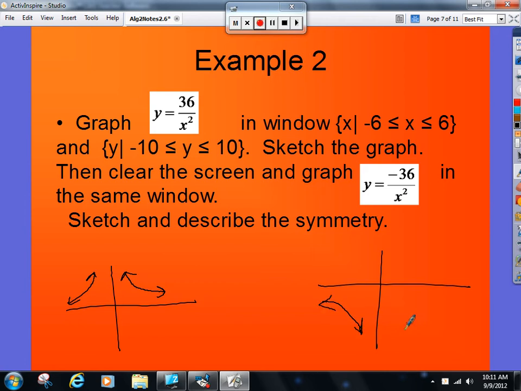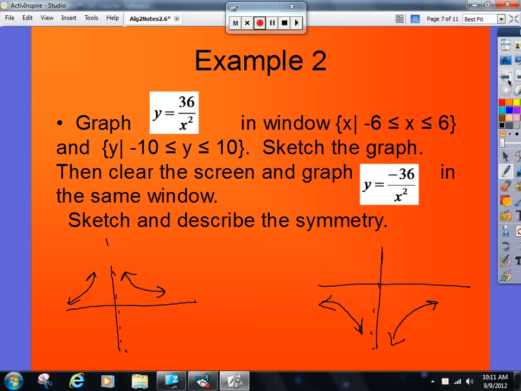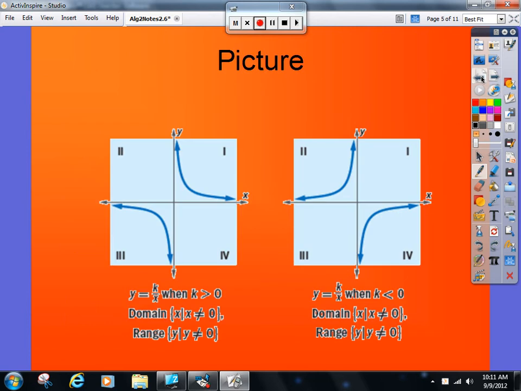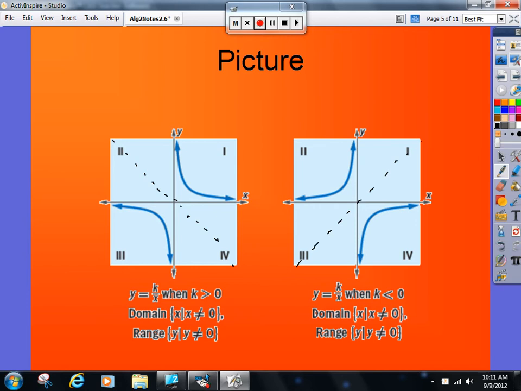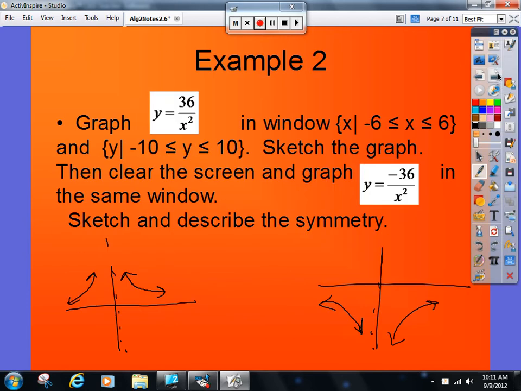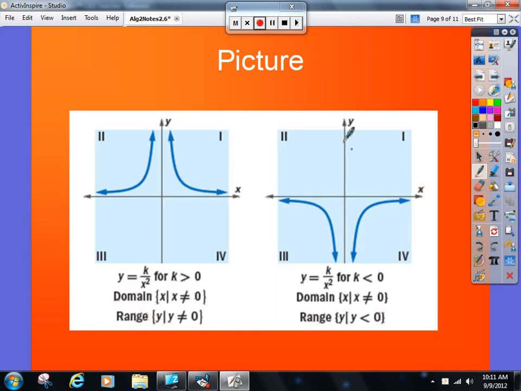Okay, they still have branches. So it is like the hyperbola in that way, but the symmetry lines are different. There's a symmetry line here, and we didn't talk about the symmetry line in the other one, and I kind of want to go back and do that now. There it is. The symmetry lines here are y equals negative x or y equals x. Okay, and on this one it was just the y-axis.